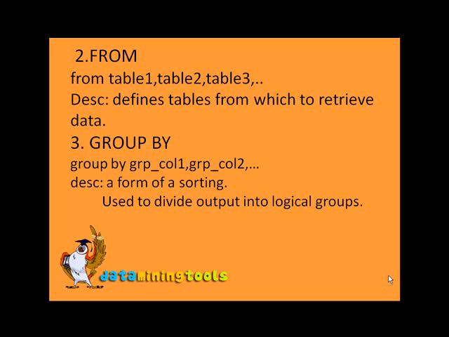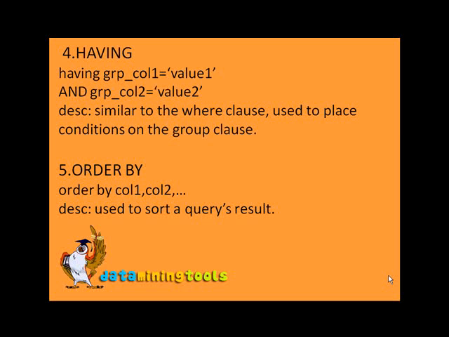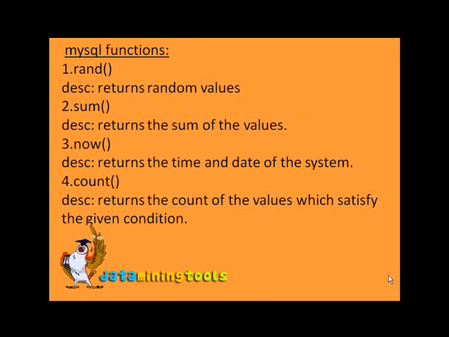Group by performs sorting. It is used to divide the output into logical groups. Having clause is similar to where clause. It's used to place the conditions on the group clause. Order by clause is used to sort a query's result. MySQL has some default functions such as rand, which returns random values, sum returns the sum of the values, now returns system date and time, count returns the count of values which satisfy the particular condition.